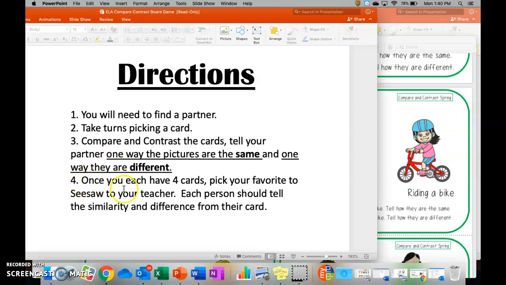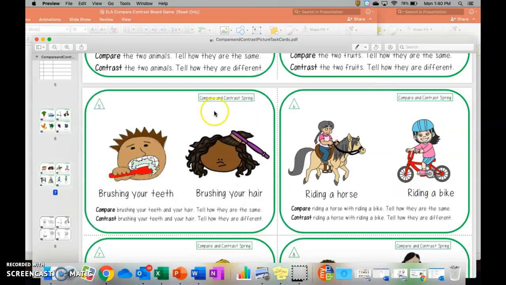And then last, once you each have 4 cards, you're going to pick your favorite card and you're going to seesaw your teacher. And each person should tell the similarity and difference from their card. So for example, Miss Pangburn decided, I'm going to pick this card. So then I'm going to go onto my seesaw. I could take a picture of the card, or I could just hold it up and do a video, or I could just do a recording.